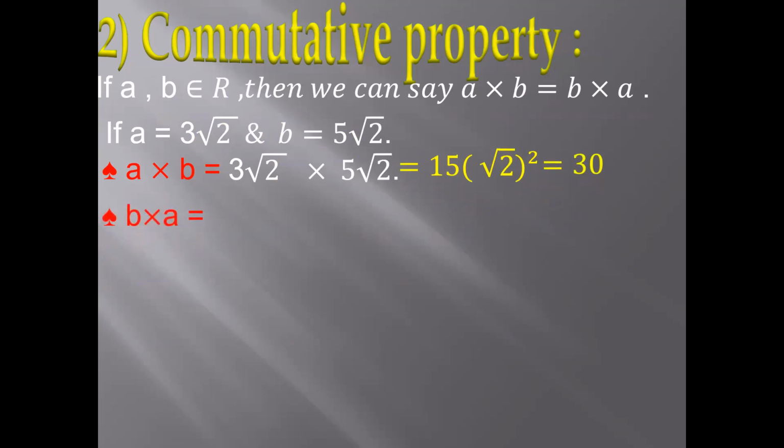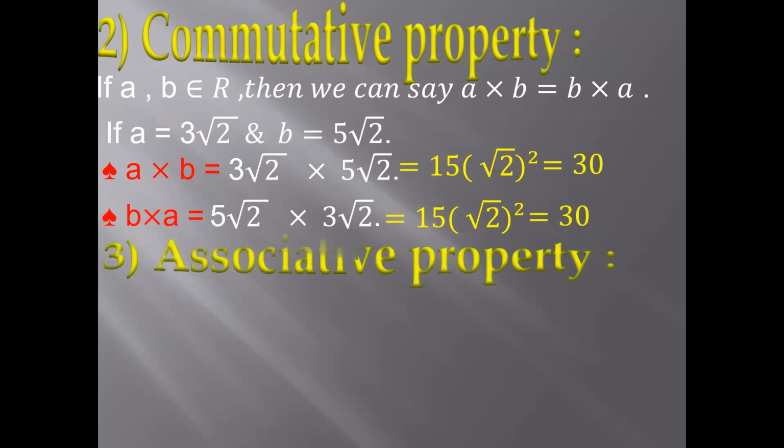Here B times A: 5 root 2 times 3 root 2 equals 15 times root 2 squared, and root 2 squared equals 2. So I can make 15 times 2 equals 30 also. So A times B equals B times A. This means commutative property. Associative property: here A, B, and C belong to R.